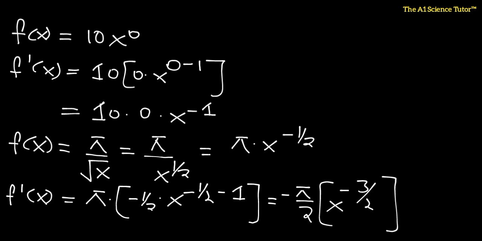Let's try out this one. What if you have f of x, and this is equal to x squared divided by square root of 2x. So what is going to be the derivative of this one?